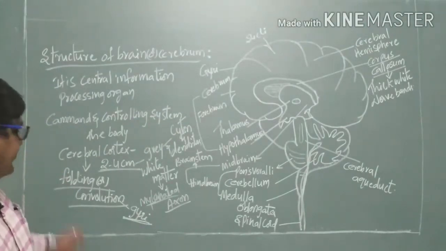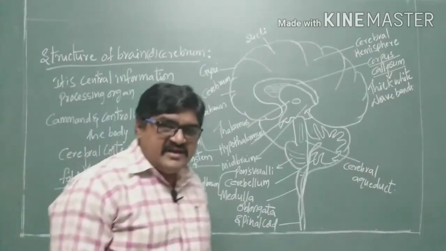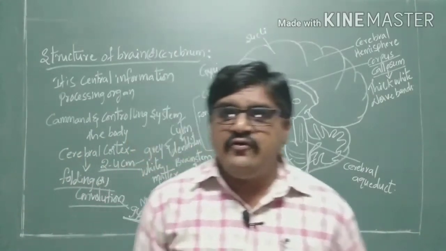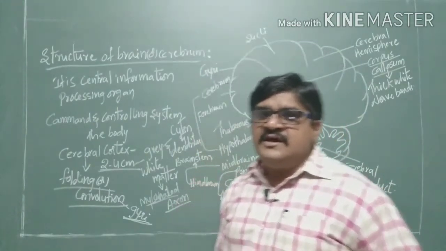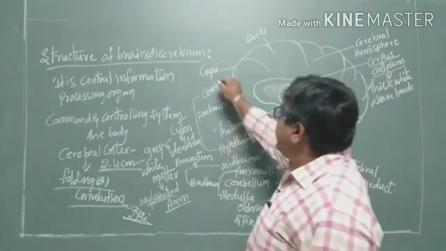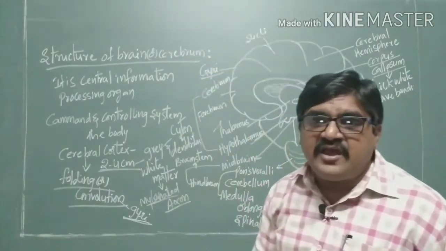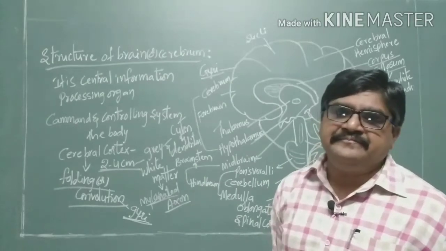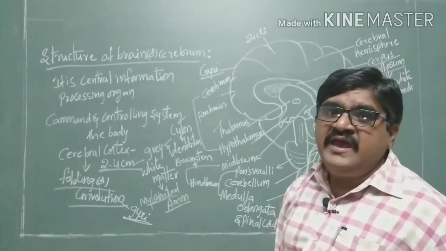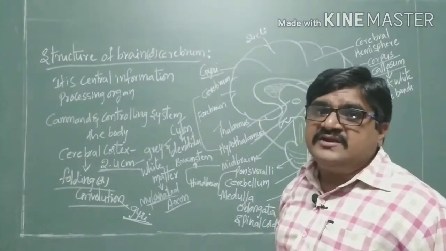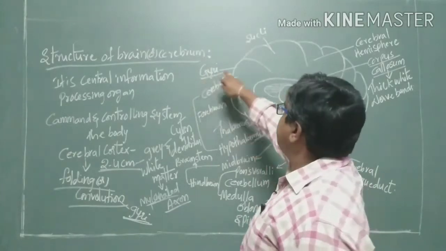The cerebral cortex consists of many foldings or convolutions. Those foldings are called gyrae. These gyrae are helpful for increasing the surface area of the brain.